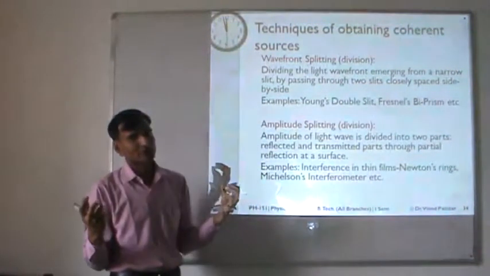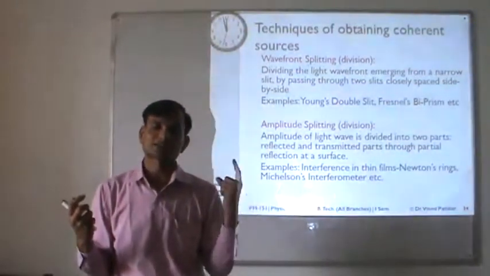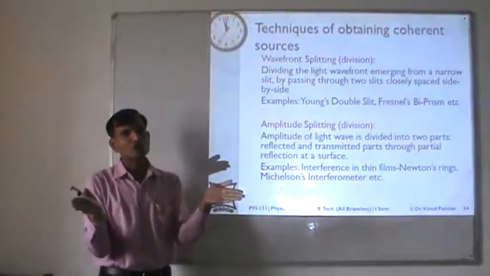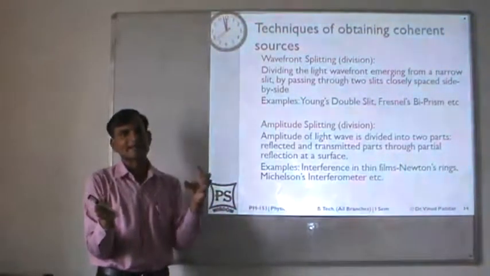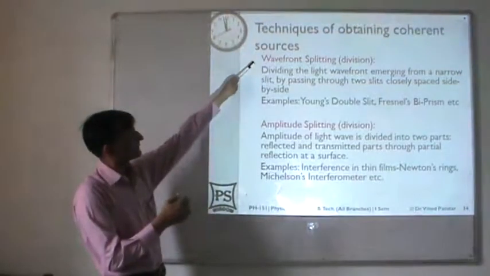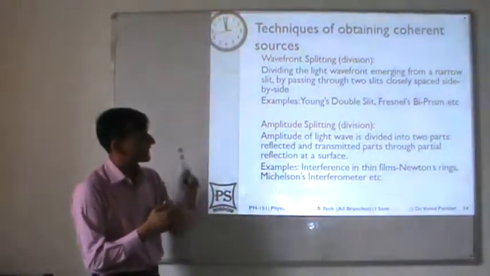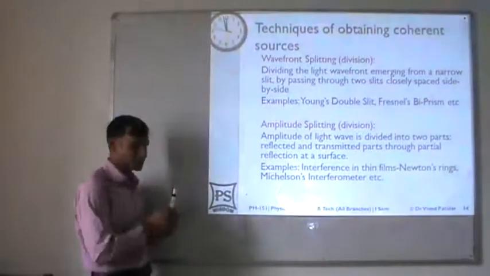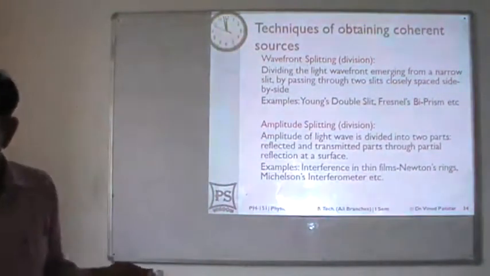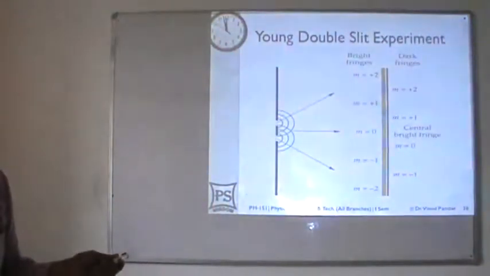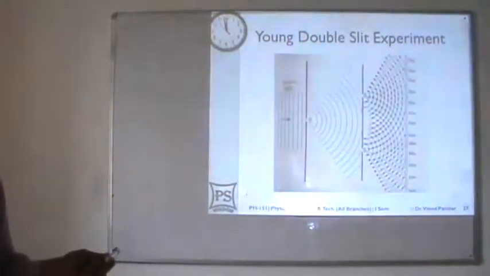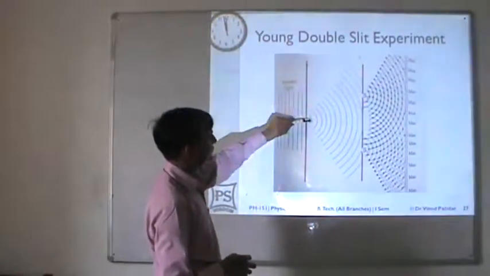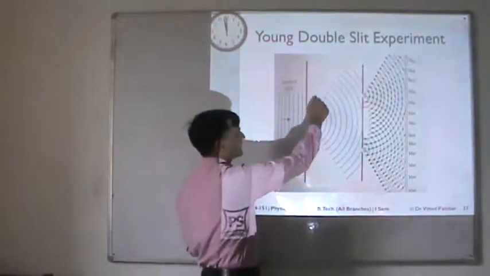So for that purpose, we use a common, single light source and some mechanism to produce two coherent sources from it. These are the two techniques available: wavefront splitting and amplitude splitting. Now wavefront splitting is very simple, as we did in the earlier case of the double slit experiment. This is what is known as wavefront splitting, because when the light is passing through this slit, it is now a single spherical wave.